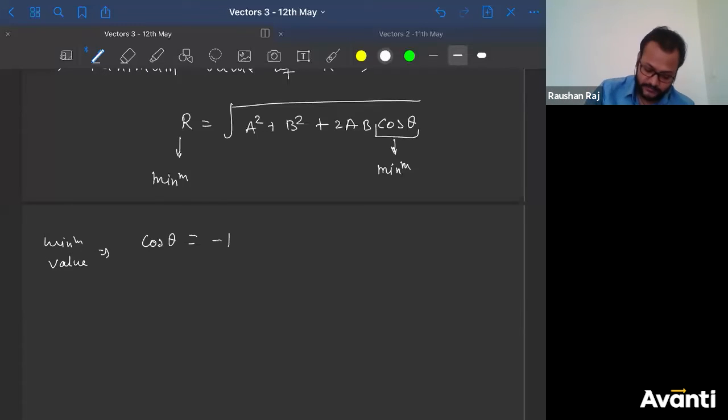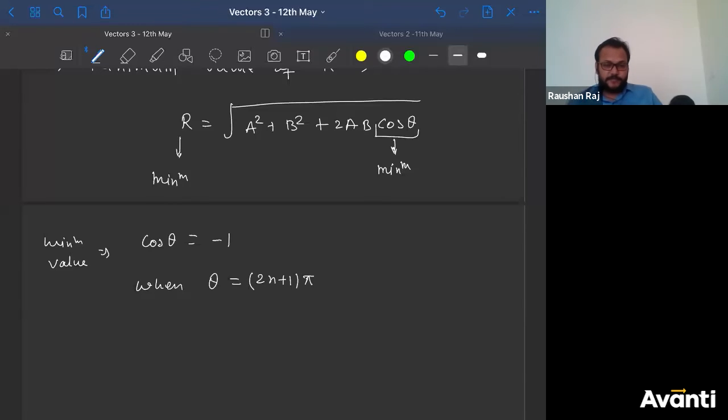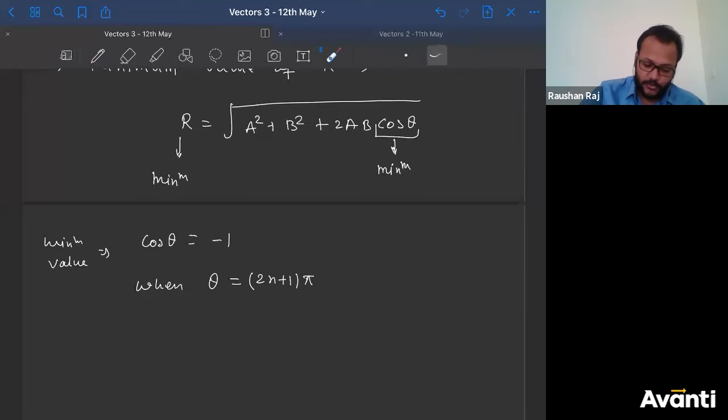When are we going to get this? When theta is equal to (2n plus 1) pi. What is the meaning of (2n plus 1) pi? No, child. Otherwise, if theta is 90, cos 90 is 0, and that is not the minimum value. Okay? Yes, correct. (2n plus 1) pi is nothing but an odd multiple of pi, because 2n plus 1 is nothing but an odd number.